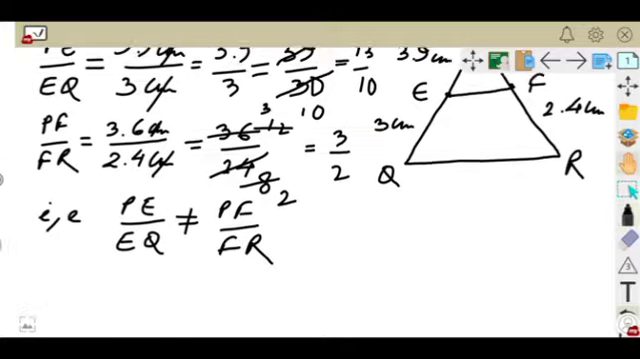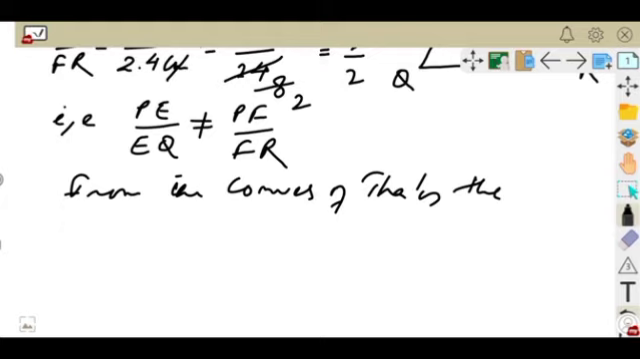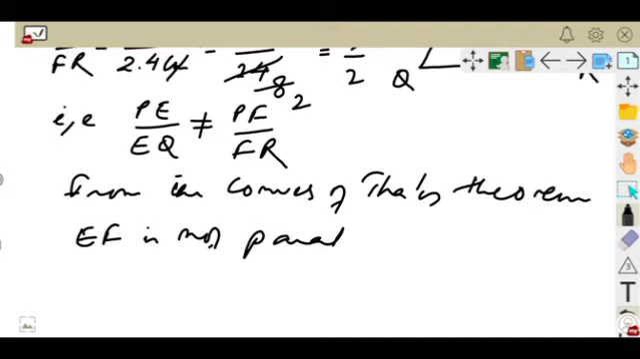So we'll write like this here. From the converse of Thales theorem, EF is not parallel to QR.